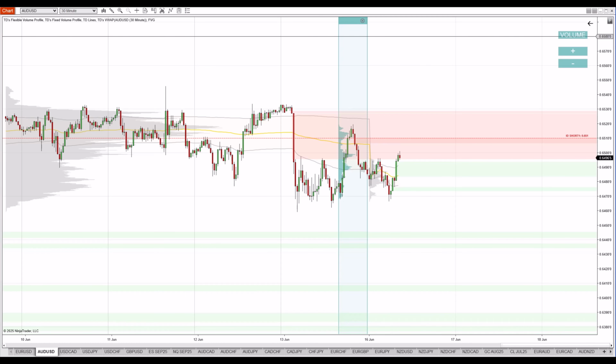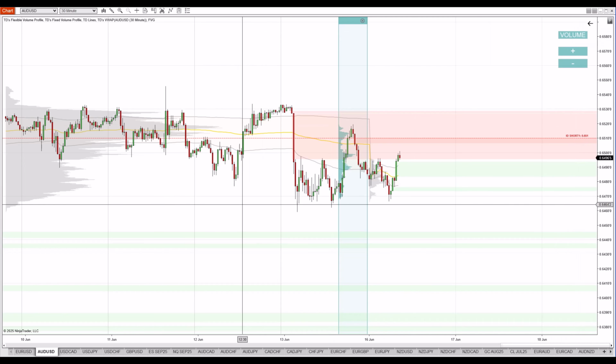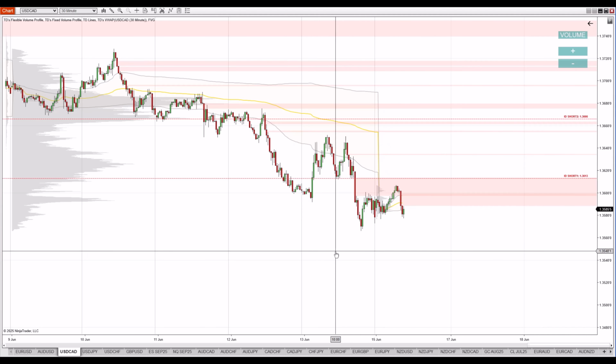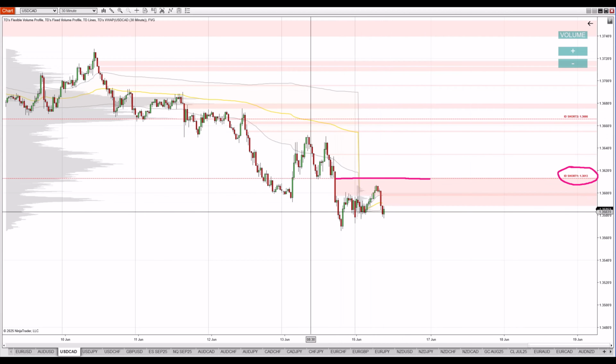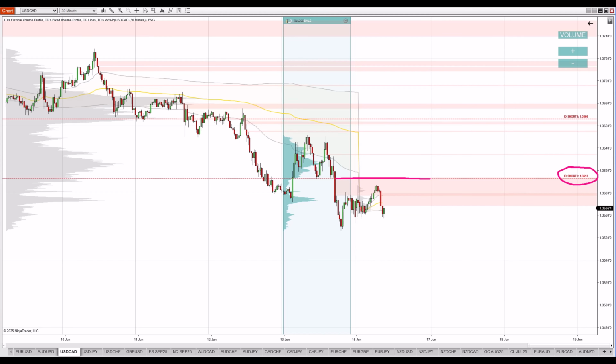And let's now check out the next trading idea, and it will be on the US dollar Canadian dollar. So this is US dollar Canadian dollar, and I want to talk about this resistance which formed on Friday. It is at 1.3613, and it is based on significant volumes.